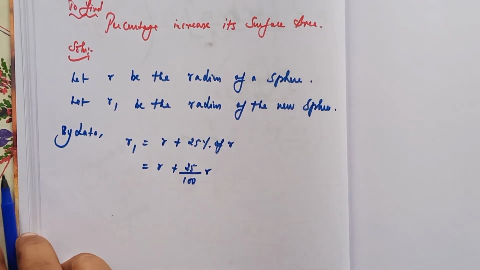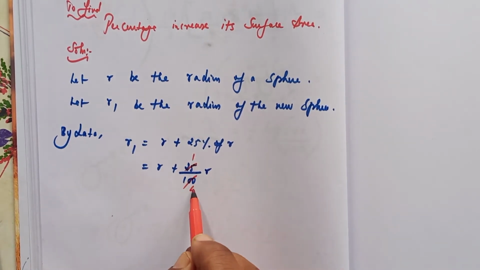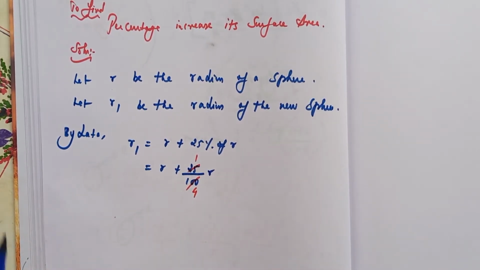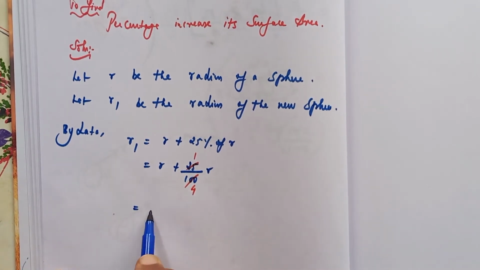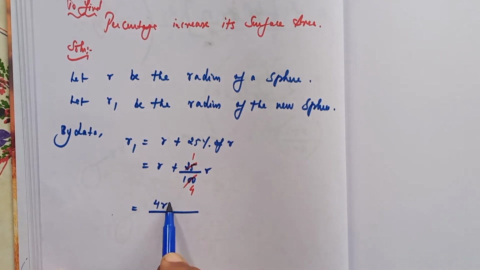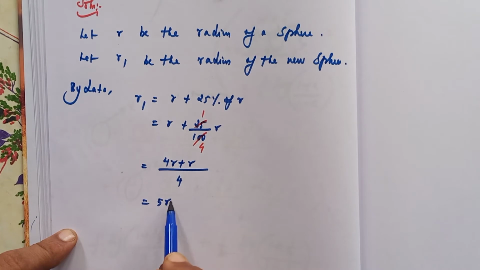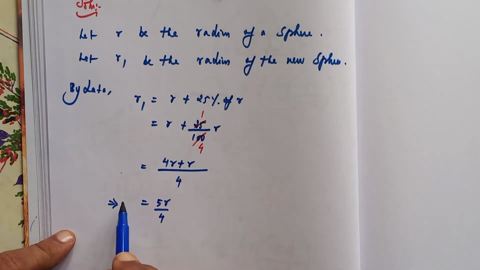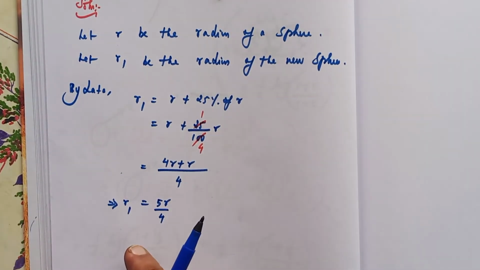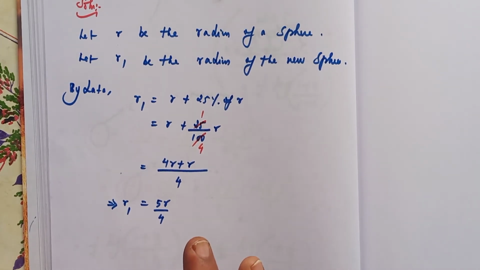So 25 table you can cancel, you'll be getting 1 time and 4 times. That is equal to, you can take the LCM as 4. 4 into R, 4R plus 1 into R. That is equal to 5R by 4. That is the radius of the new sphere after it increases. Now we have to find out the percentage increase in its surface area.